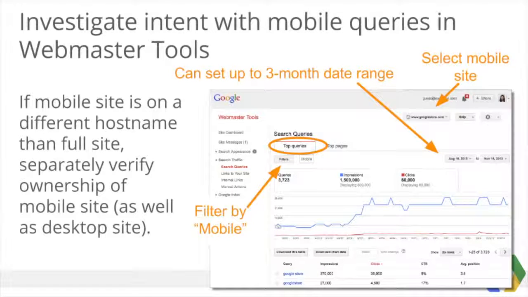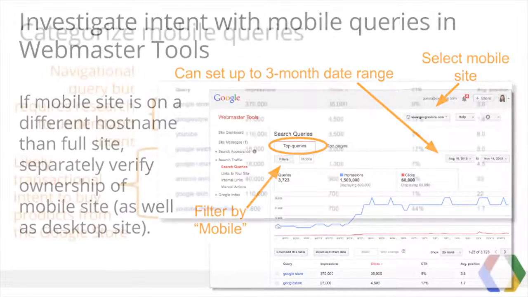Our understanding of mobile intent becomes more clear when we investigate web search queries in Google Webmaster Tools. Select your verified mobile site, navigate to search queries, and within top queries, select a date range of up to 3 months. With filters, we'll look at only the searches from mobile phones.